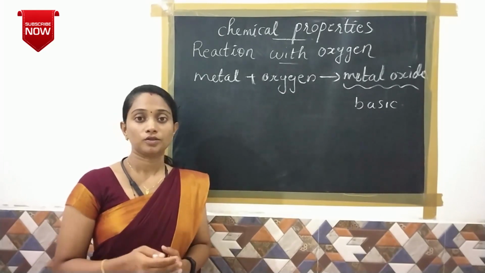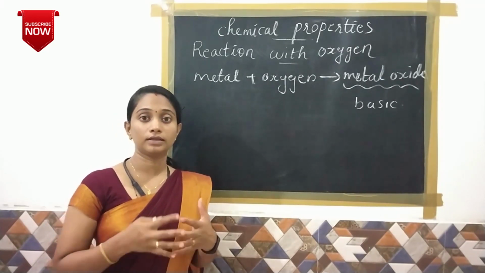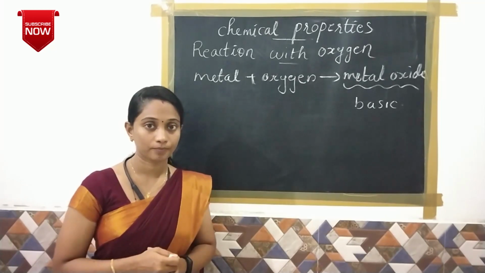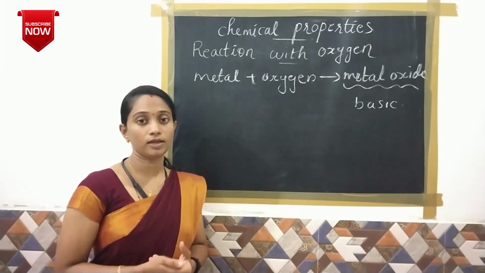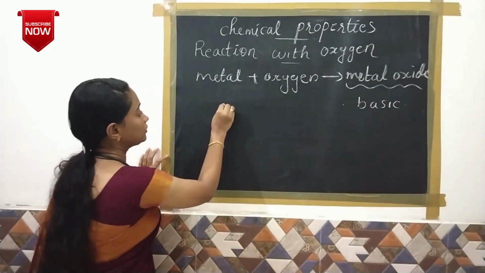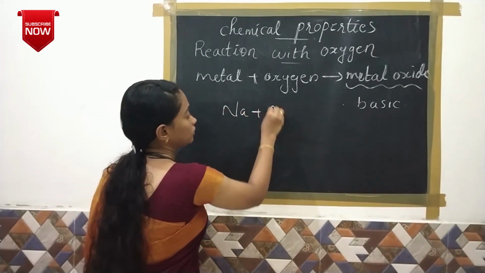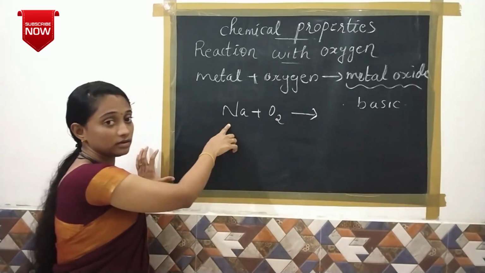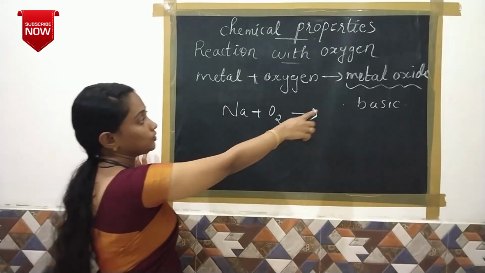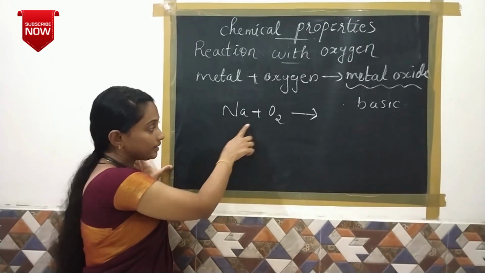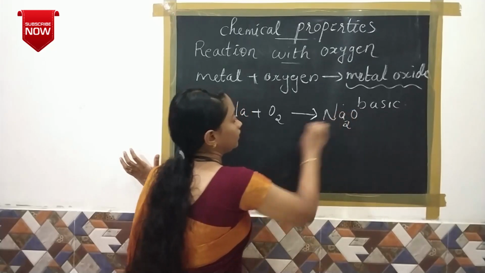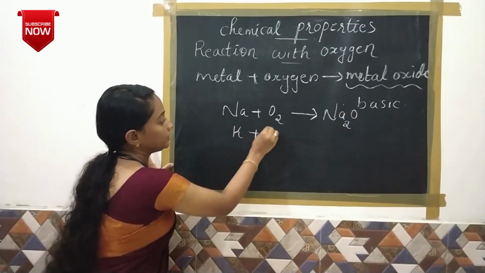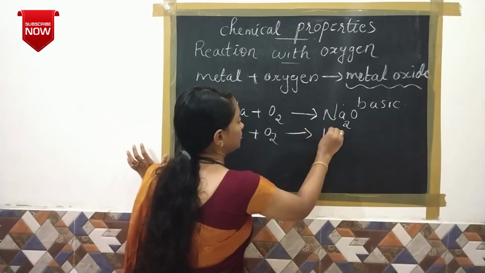For example, sodium and potassium react vigorously with oxygen at room temperature, and they catch fire as soon as they are kept in open space. That is why they are kept under kerosene oil. Let us see the chemical reaction when sodium reacts with oxygen. Sodium is an example of a metal. When this metal reacts with oxygen, it produces metal oxide. So sodium reacting with oxygen produces sodium oxide, and potassium reacting with oxygen produces potassium oxide.